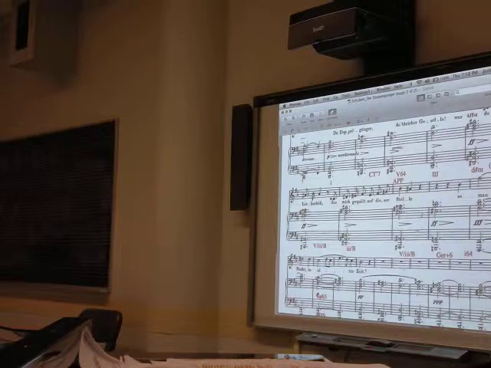So you should be relating: how does the piece relate to the text? How does the form relate to the text? What are the relationships of key areas across the piece? All the things that we talk about.